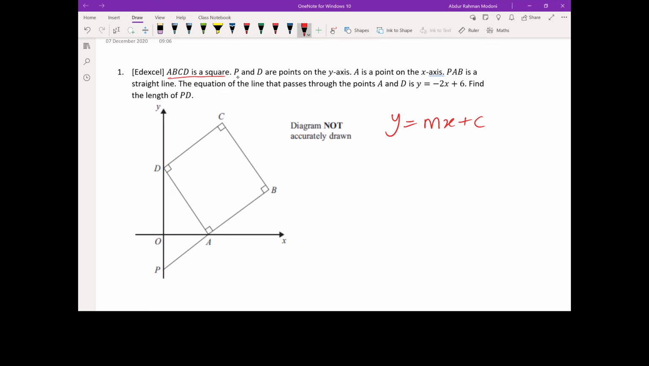P and D are points on the y-axis. Now that's really important. P and D are points on the y-axis. What do we know about anything that crosses the y-axis? Very good. Anything that crosses the y-axis, we know its coordinate, part of it, don't we? We know that the x value is 0 here, and also for D, the x value is 0. Are we happy about that? Okay, so the x values are 0.